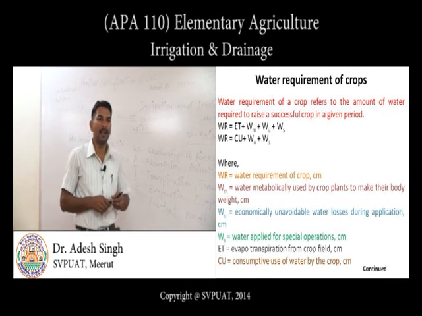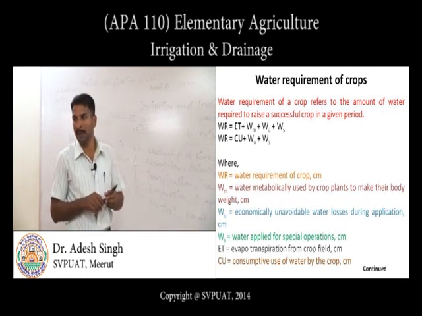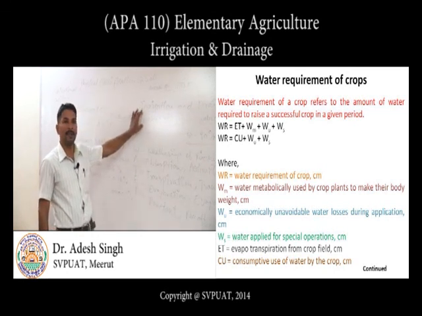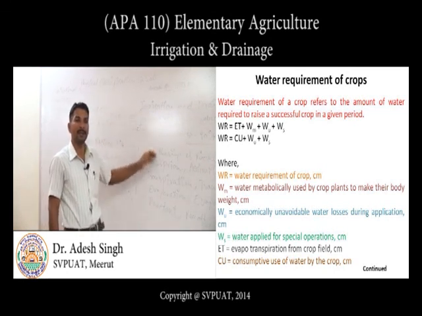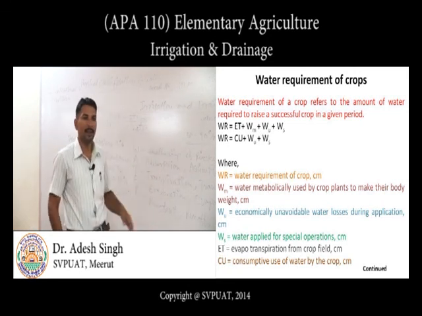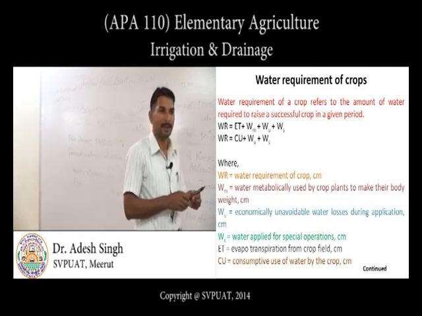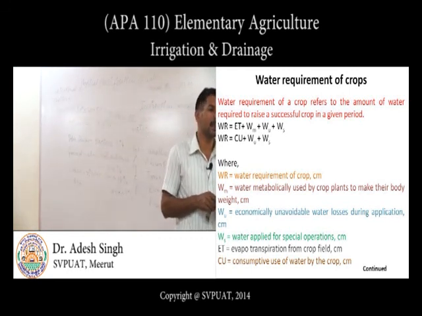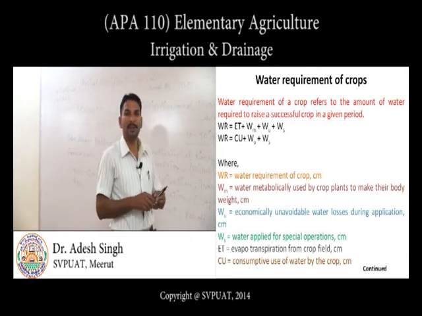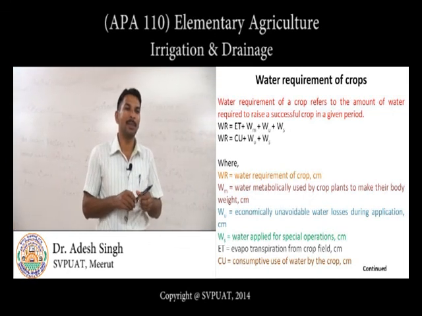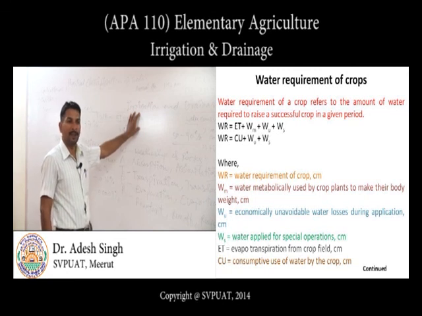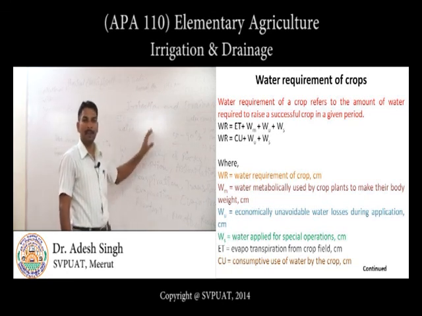WM is the water used in metabolic activities, and the extent of water which is actually used in the metabolic process is very less, or you can say less than 1% only. And WL is the unavoidable losses. Unavoidable means application losses, and WS is the water used in special purposes.